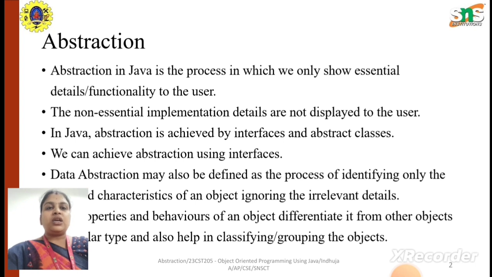Data abstraction may also be defined as the process of identifying only the needed characteristics of an object, ignoring the irrelevant details. The properties and behaviors of an object differentiate it from other objects of a similar type and also help in classifying or grouping the object. So abstraction is nothing but showing only the necessary details to the user and hiding the unnecessary details or implementation. So this is abstraction in general.